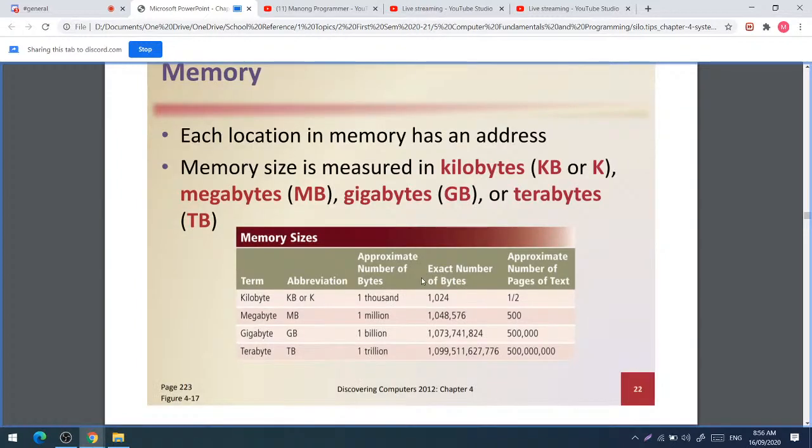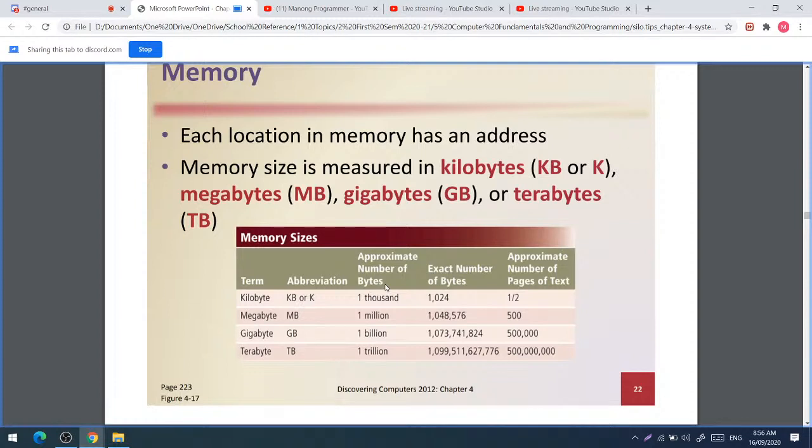Okay, take note of this one. Each location in memory has an address. We have memory sizes which are kilobytes, megabytes, gigabytes, or terabytes. The biggest storage we have now is terabytes. Our external memory, like external hard disks and flash drives, are measured in terabytes.